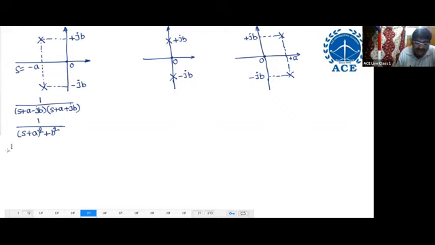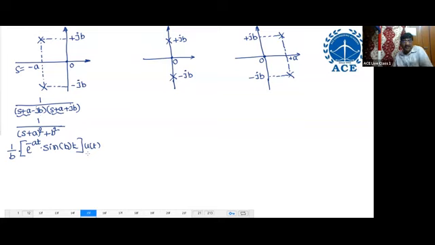Inverse Laplace transform: 1 by B. This is A, this is B. So S square plus B square, S plus A whole square plus B square. Now 1 by B, what is the inverse Laplace transform? E power minus AT sine of BT, U of T.